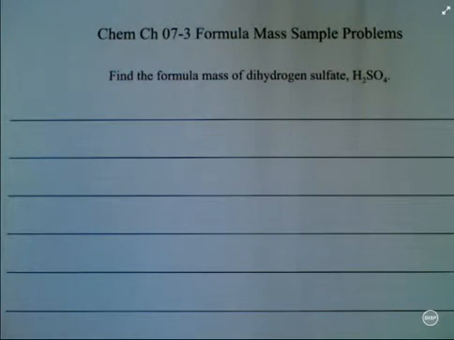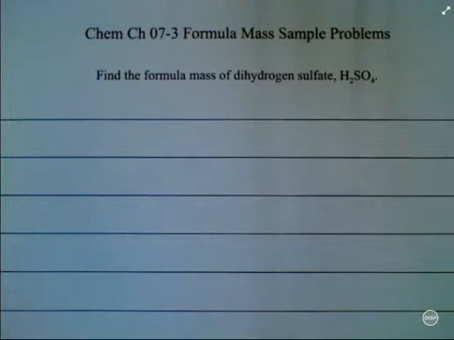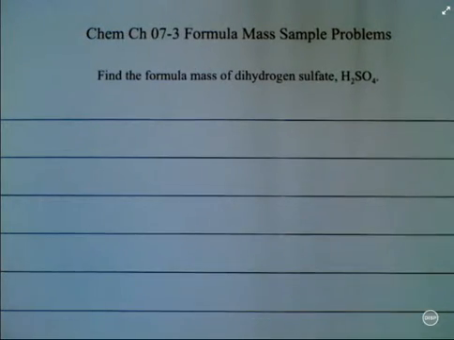Chemistry, this is another sample problem for Chapter 7, Section 3. Here we're calculating formula mass for dihydrogen sulfate, H2SO4. Again, please refer to the video lecture and your note packet for a 5-step system, which I will follow but I'm not going to write out. I'm just going to follow that particular system, so please have that out as you follow along.